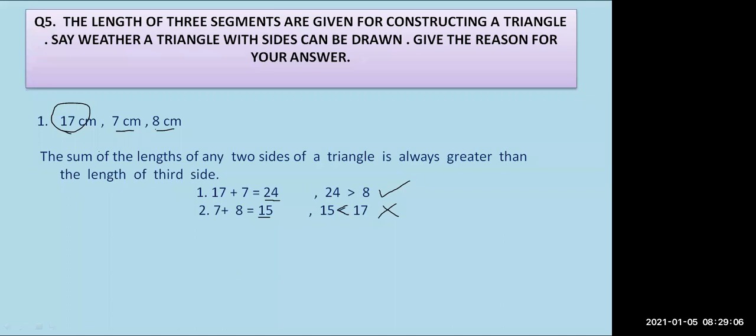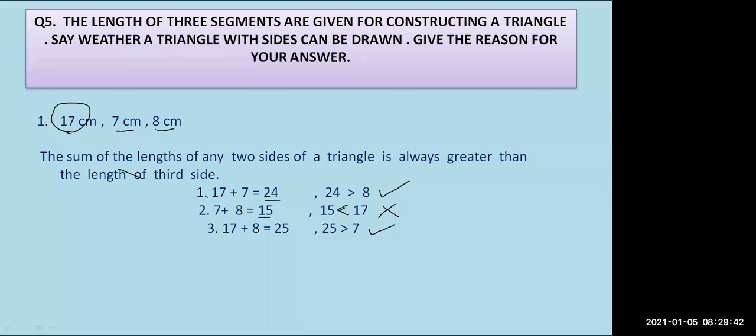Now the remaining one, 17 plus 8. We have added 17 plus 7, then we have added 7 plus 8. Now we will add 17 and 8. 17 plus 8 gives you 25. So 25 is greater than 7. The answer should always be greater than the remaining side that we have not taken. So here also the property is applicable.